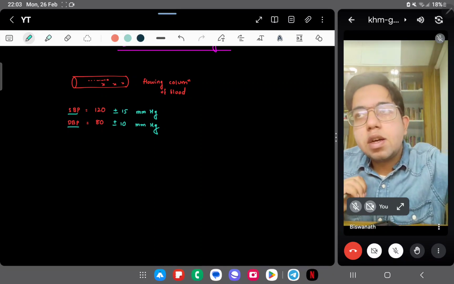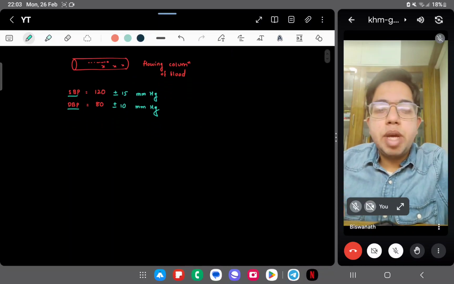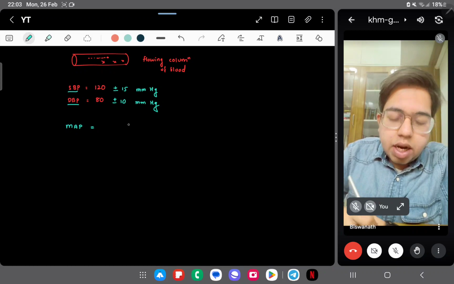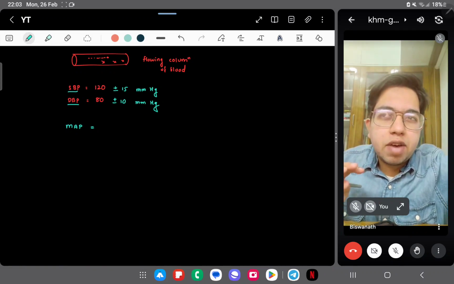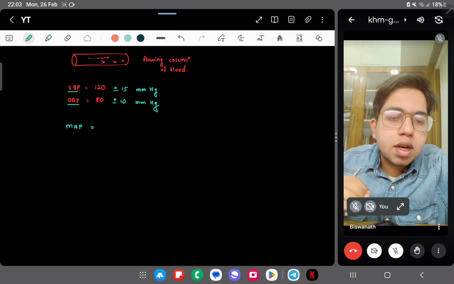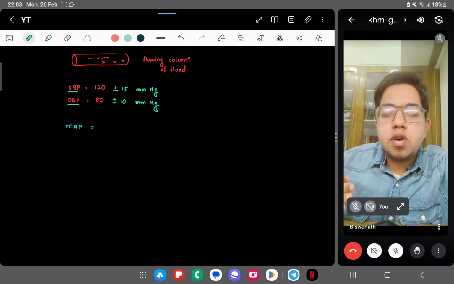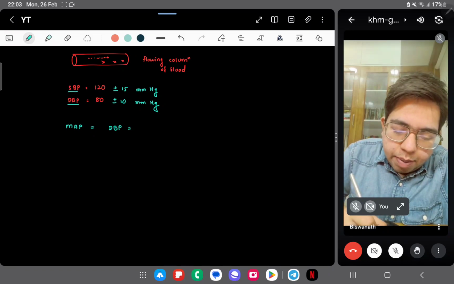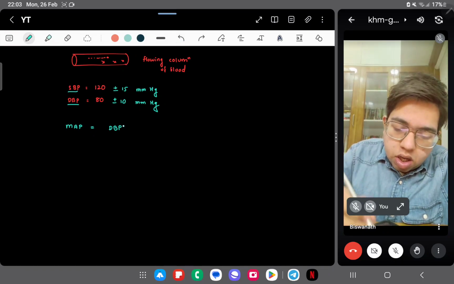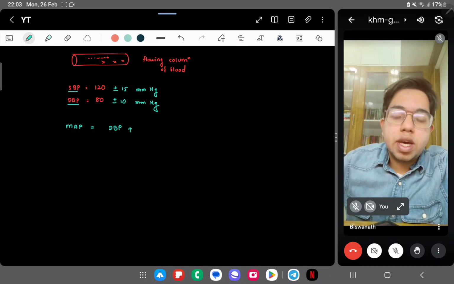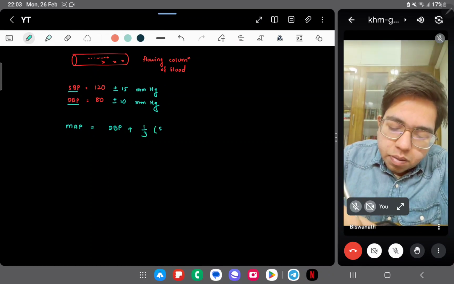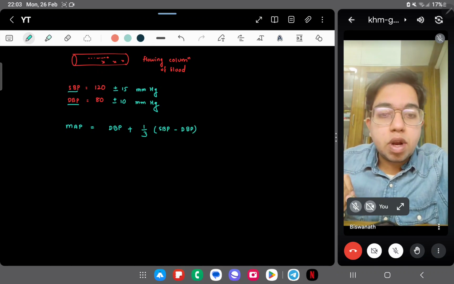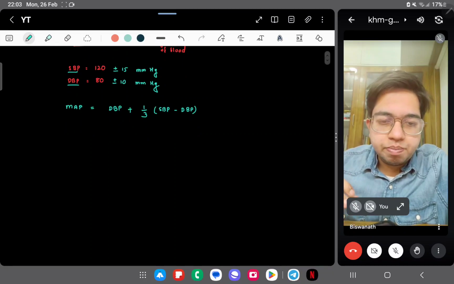We have another term, that is your mean arterial blood pressure, that is MAP, mean arterial pressure. For this mean arterial pressure, we have a formula. In fact, we have two formulas, like one formula is just a manipulated or devised version of another formula. So MAP is DBP, your diastolic blood pressure, plus 1/3 of systolic blood pressure minus your diastolic blood pressure. This is the formula for your MAP.